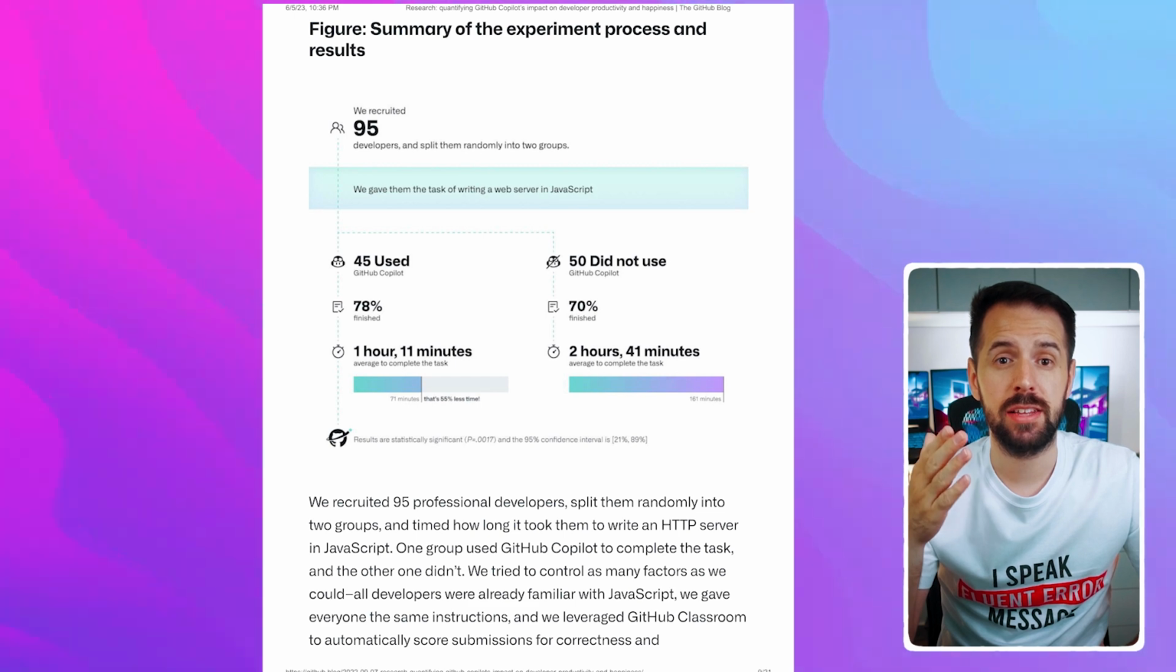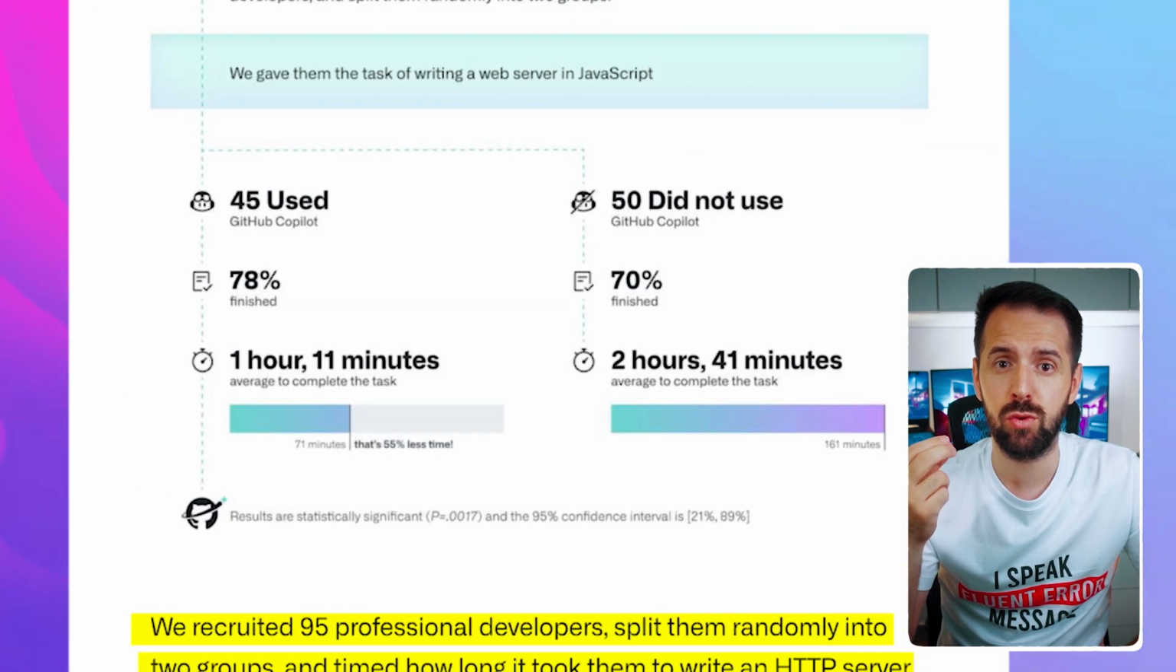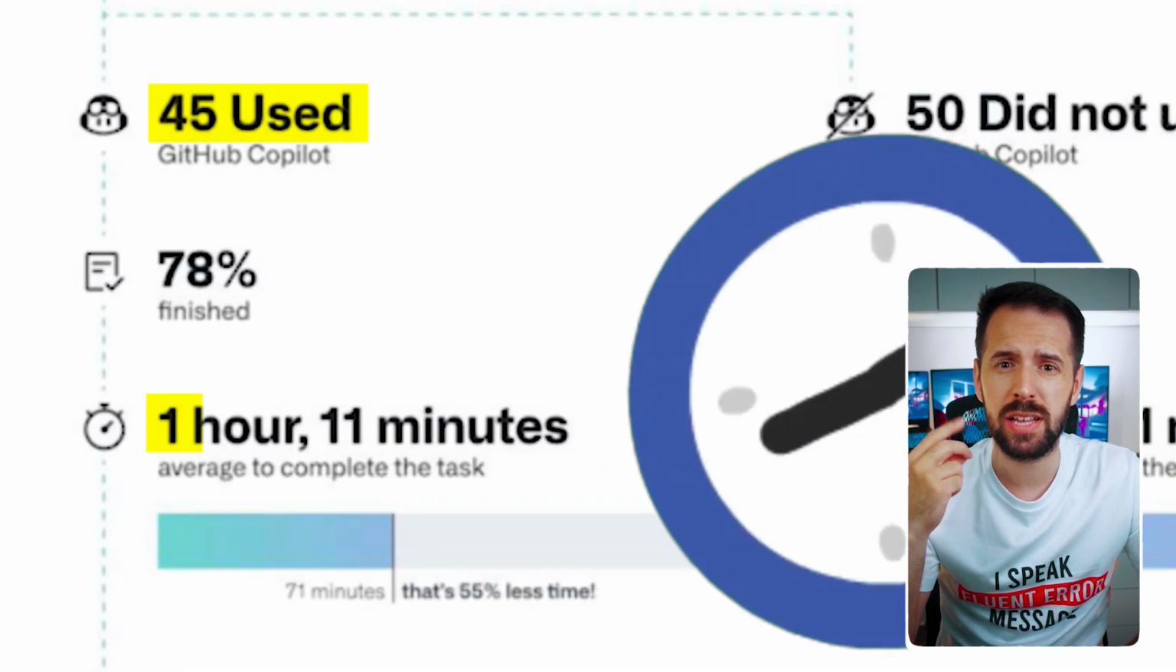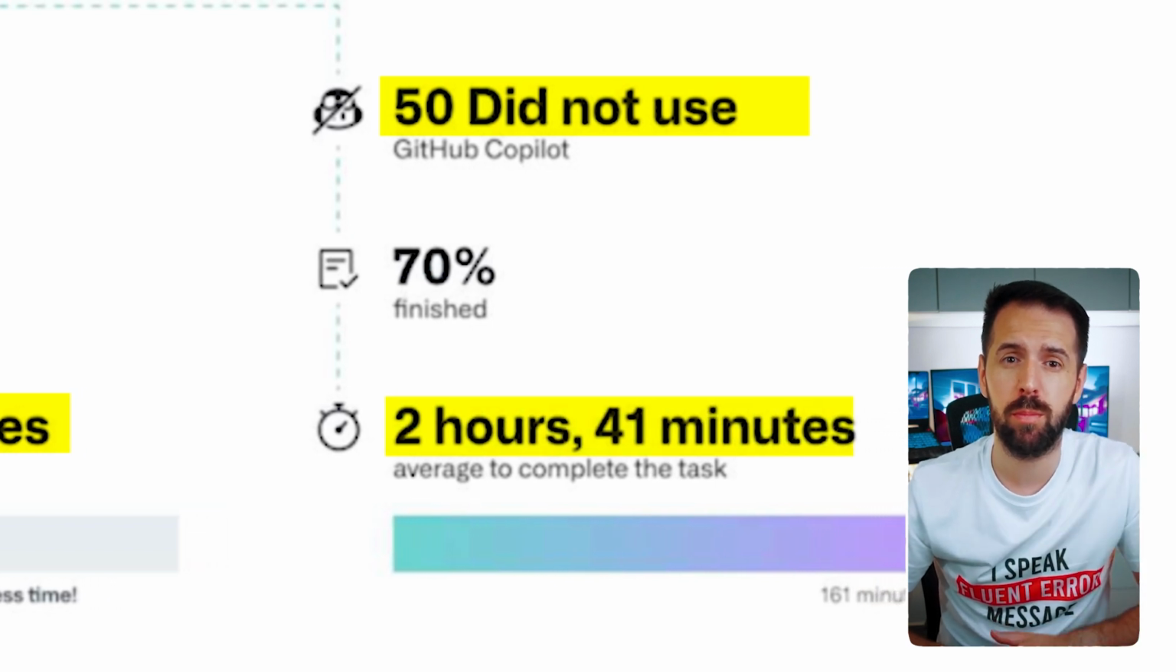Copilot is easy to use and can help us a lot. In a study of 95 developers, the researchers found that those who used Copilot took around 1 hour to complete the task, while those who did not use Copilot took around 3 hours to complete the same task.